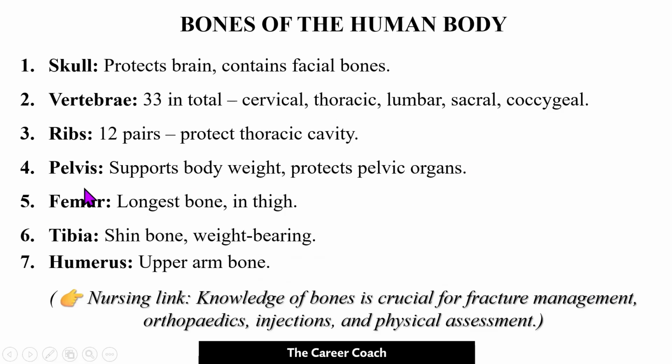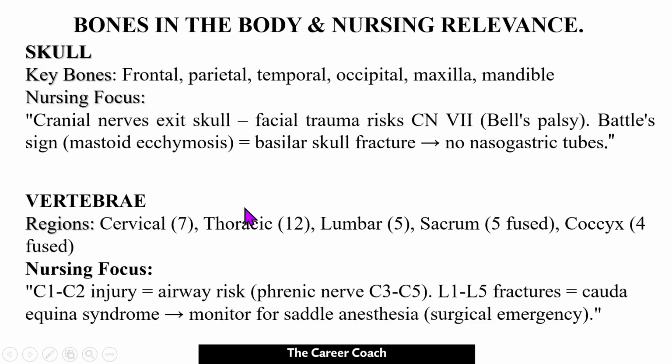Number 4, the pelvis. The pelvis bone supports body weight and protects pelvic organs. Number 5 is the femur. The femur is the longest bone in the thigh. Number 6 is the tibia. The tibia includes the shin bone, which helps in weight bearing. Number 7, humerus. The humerus is the upper arm bone. The knowledge of bones is crucial for fracture management in orthopedics, for injections, and also in physical assessment. So in a nutshell, we want to look at the bones of the body and their nursing focus.